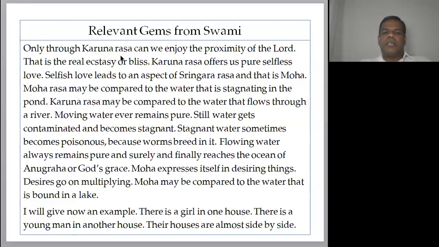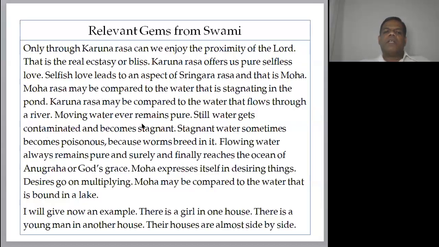Only through Karuna rasa can we enjoy the proximity of the Lord. That's the real ecstasy or bliss. Karuna rasa offers us pure, selfless love. Selfish love leads to an aspect of Shringara rasa, and that is moha. Moha rasa may be compared to the water that is stagnating in the pond. Karuna rasa may be compared to the water that flows through a river.